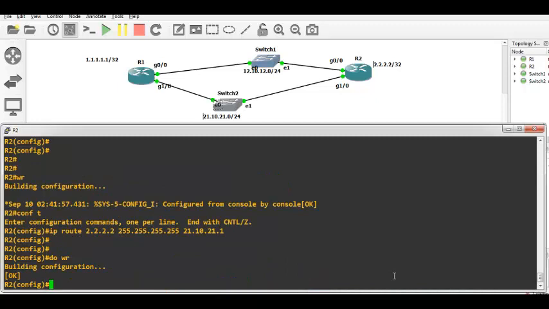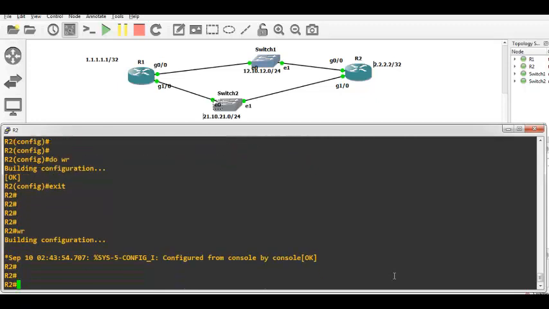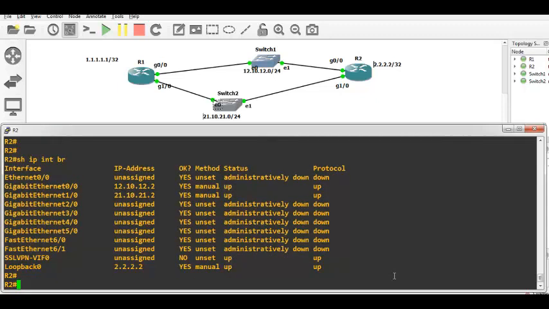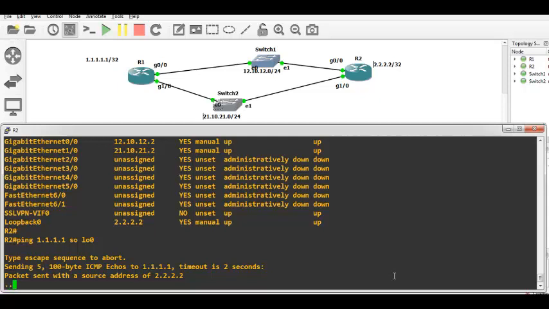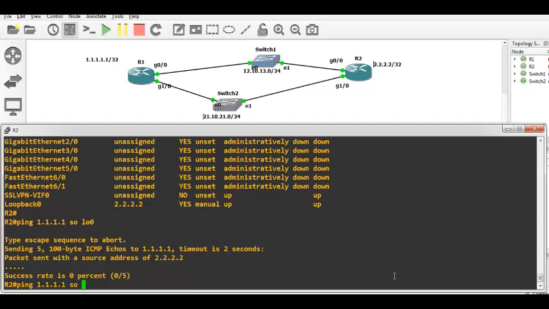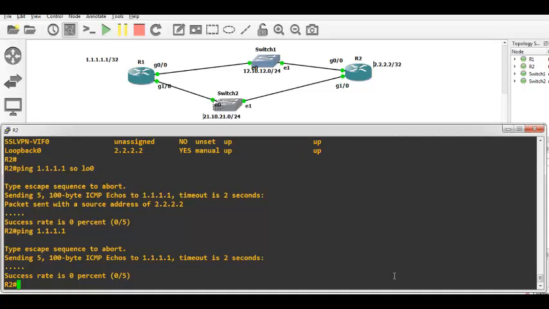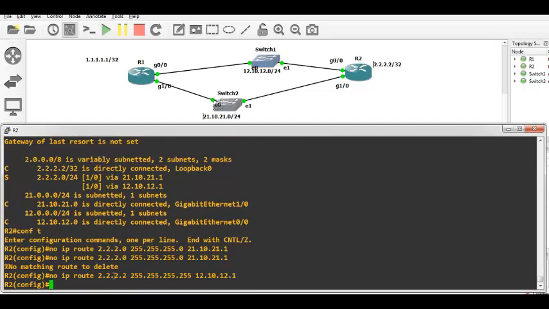Check it on router 2. Show IP interface brief. Why are we not pinging? Ping without source, let's see. Wait, let me troubleshoot. This is not normal. The static route should be written for the 1.1.1.1 network, and on router 2, you need to say to go to 1.1.1.1. It's wrong. We are writing for our own network. That's not correct.